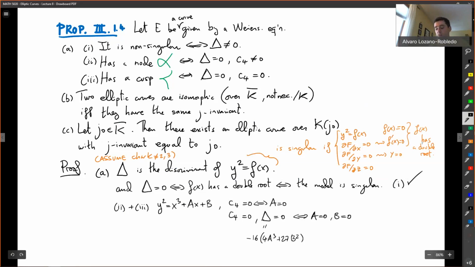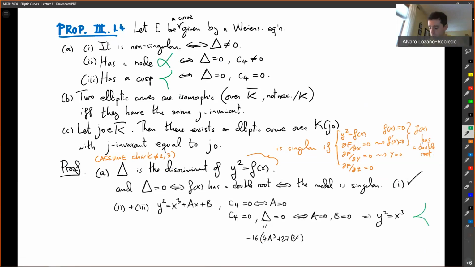But if A is 0 and B is 0, the equation is reduced to something like this, which is a cusp. So this tells you that if delta is 0, then C4 is 0 if and only if you get a cusp. If C4 is non-zero, then this is not a cusp.